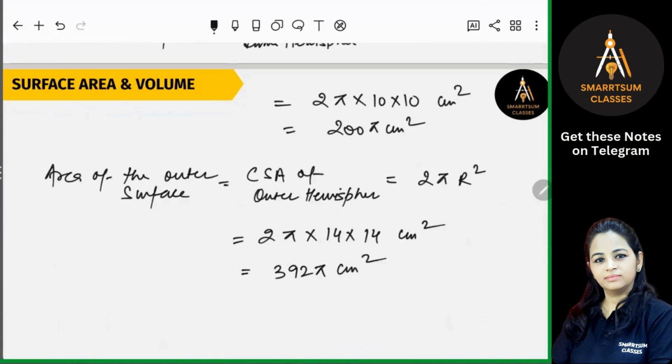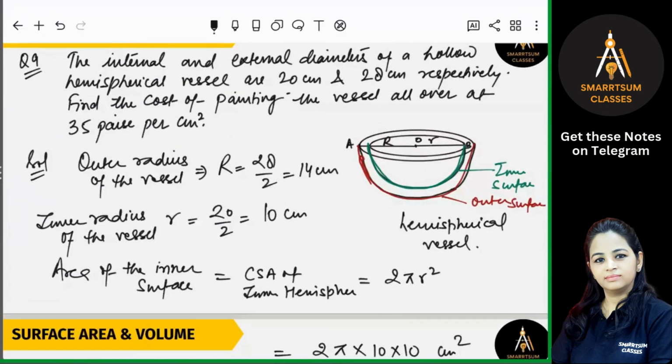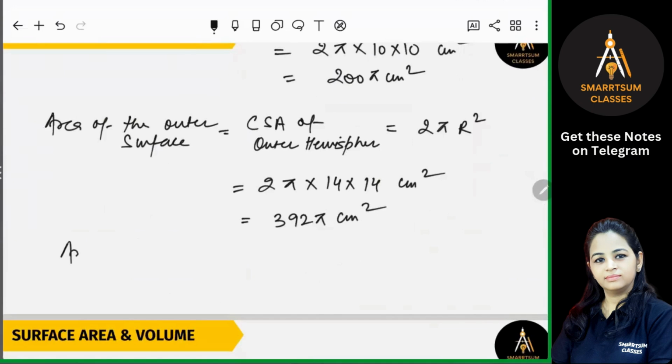So in this way, we have got the area of the outer surface and the area of the inner surface. Now, since this is a flat surface at the top, this vessel also has a ring at the top. Are you getting my point? And what is that ring? We have to paint that portion too. This ring which you can see here also needs to be painted. So we have to find the area of this ring, the top ring. So what will be the area of the top ring?